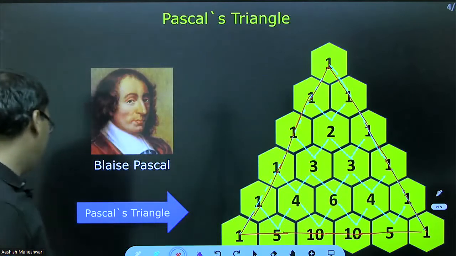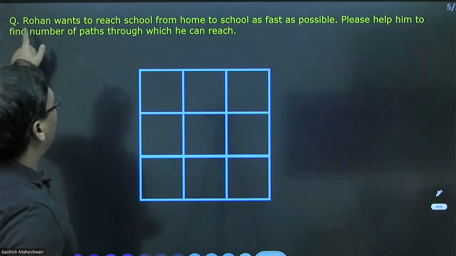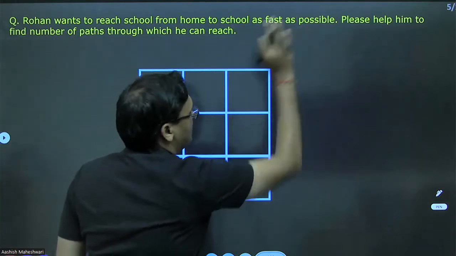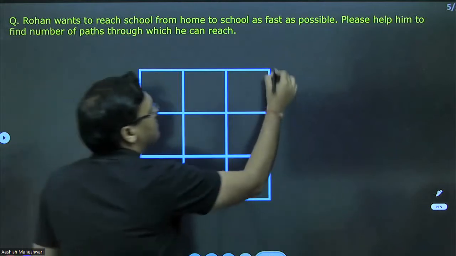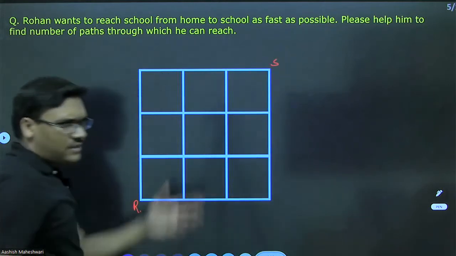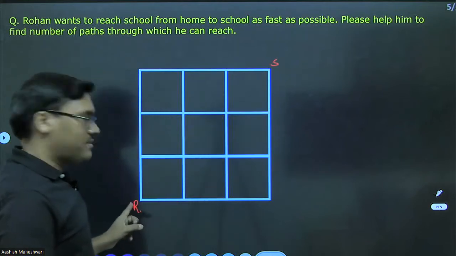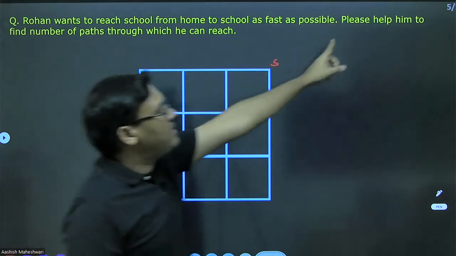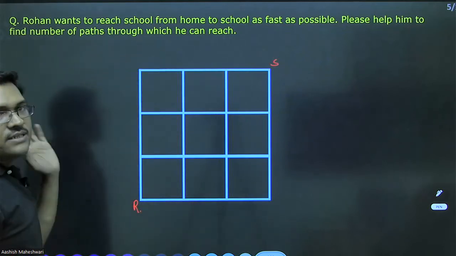Okay. So now, how this can be used here? Rohan wants to reach from home to school as fast as possible. Rohan is standing here and his school is, let's say, here. This is the problem. Rohan wants to reach from this place, home, to school as fast as possible. Please help him find the number of paths through which he can reach.